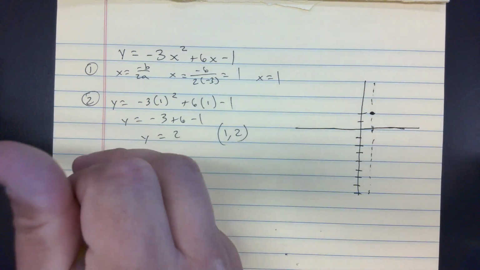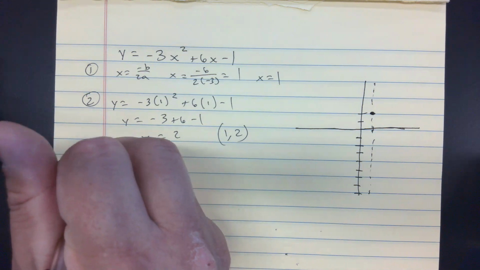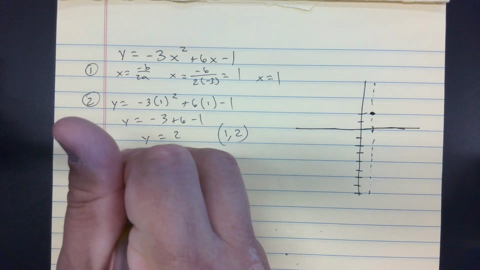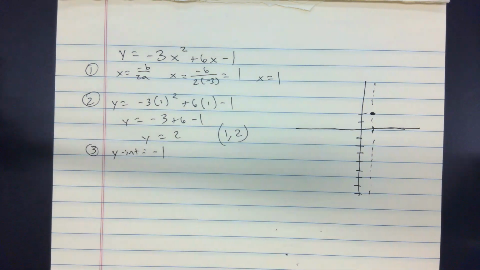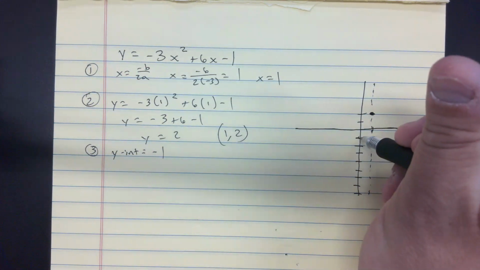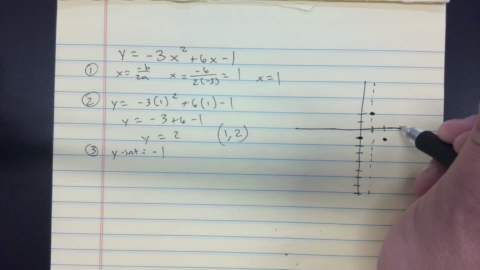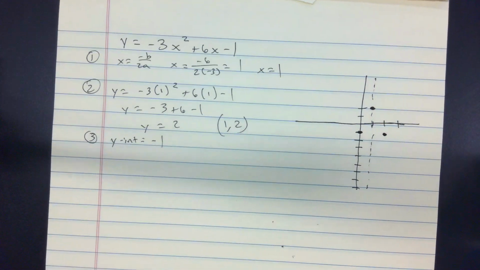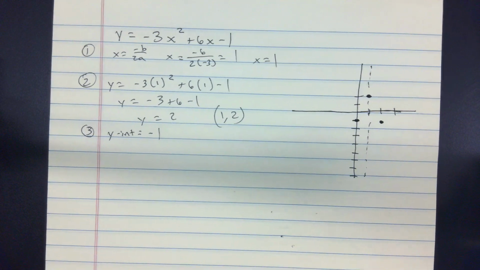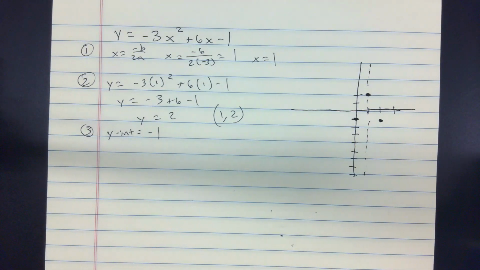Dan, what's our y-intercept? Good, Dan. It's negative 1. Nice. Way to come up with that. So y-intercept is negative 1. So if we have a point there, we're going to have a matching point right there. Holy cow, what's this graph going to look like? It's going to open down. Look at this. It's going to look like this.